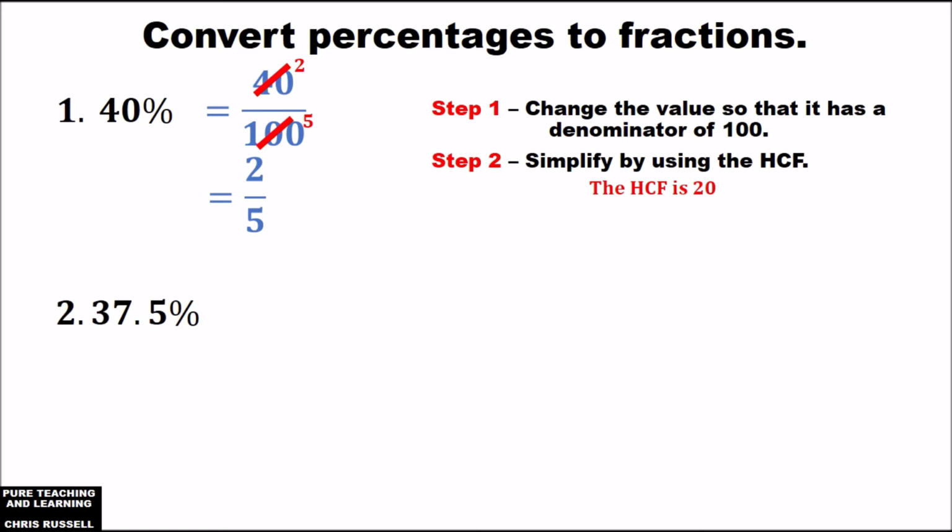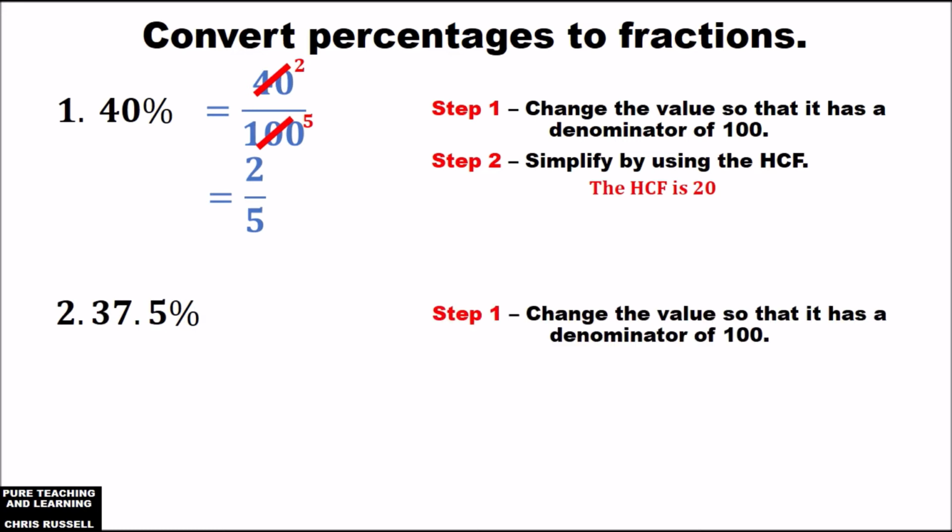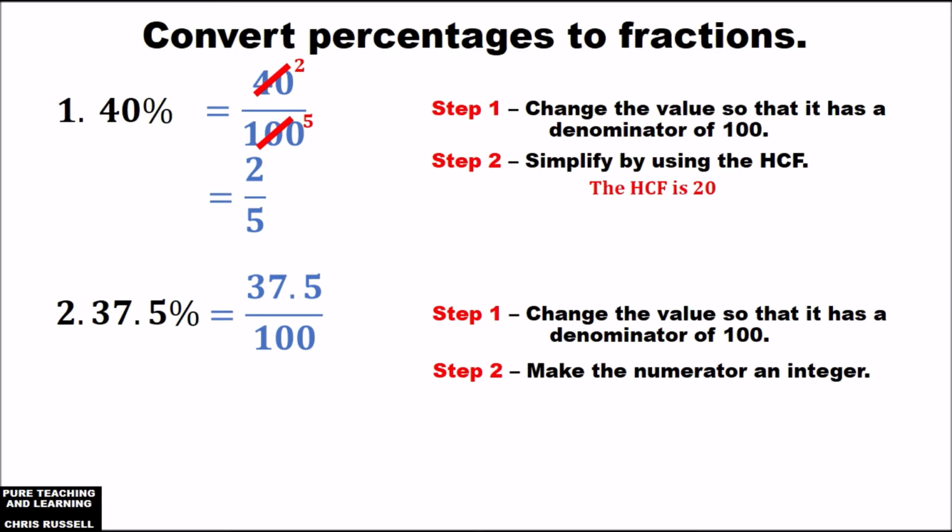Now we've got 37.5%. Step 1 again, change the value so that it has a denominator of 100. Now we have to make the numerator an integer. So with fractions, both the numerator and denominator have to be integers. There are many ways to do this. One way would be to multiply both the numerator and denominator by 10. So now we get 375 over 1000.